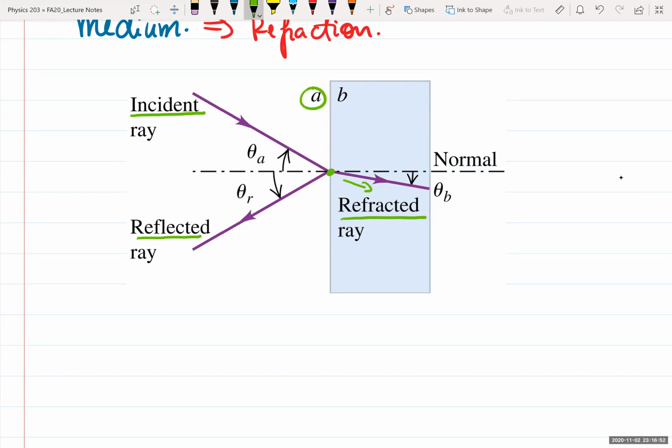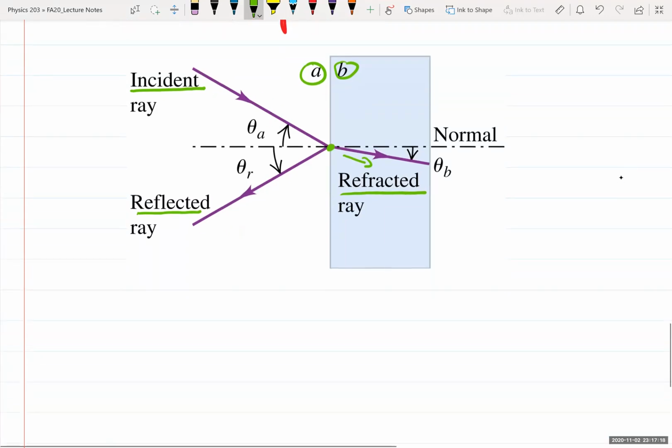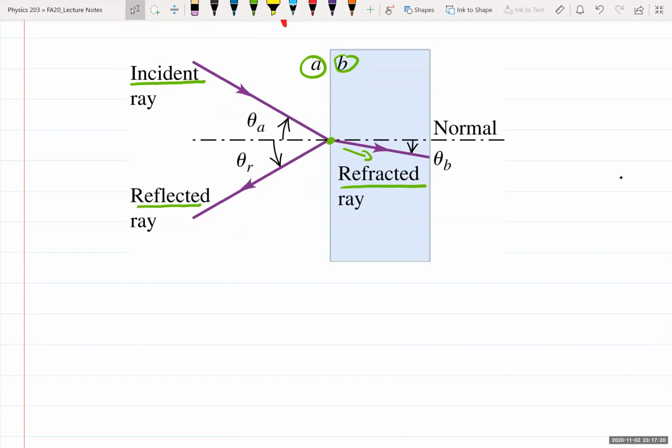This is boundary A, and this is boundary B. We could be coming from air into water, for example. Okay. The directions of the reflected and refracted rays are measured using the angle the rays make with the surface normal. And the surface normal is a perpendicular line to the boundary. Okay, so let me write that down, and then we're going to go back and look here at the picture.